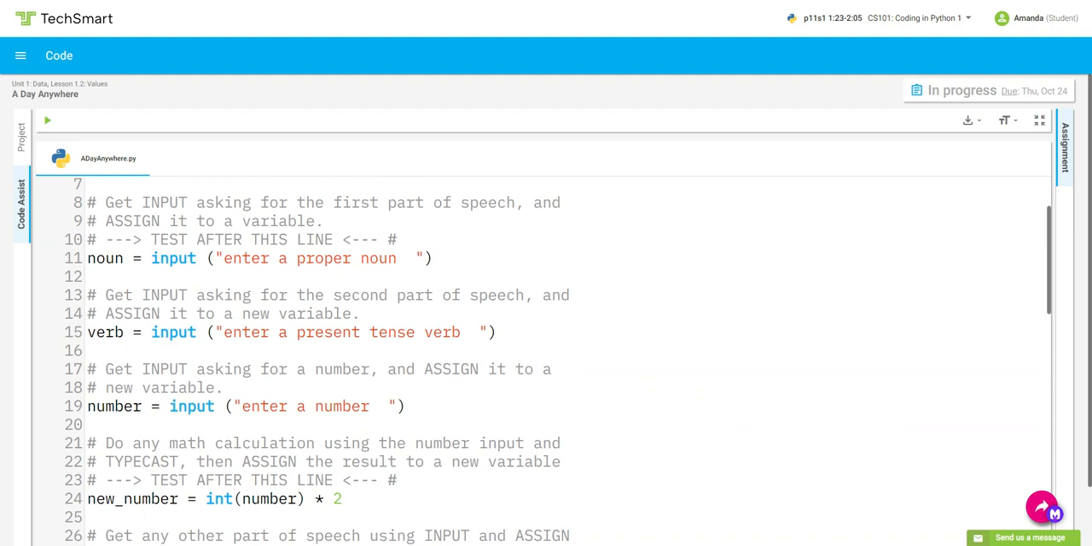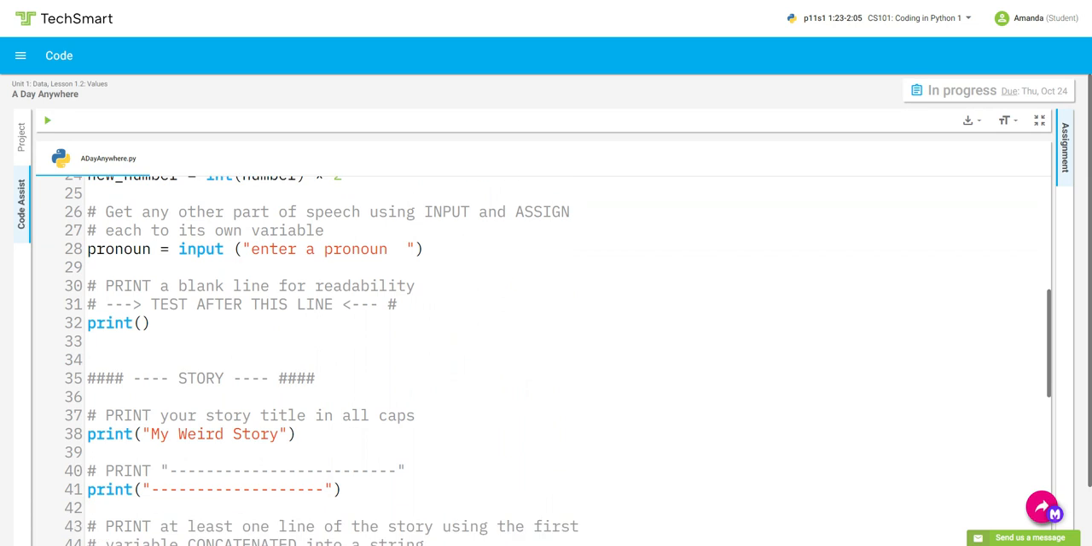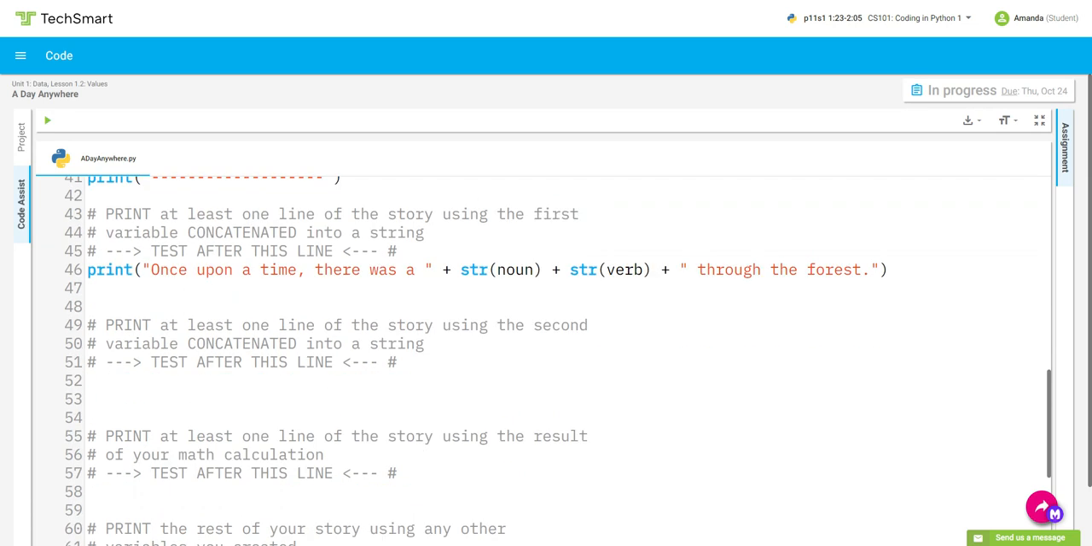I asked for a noun, asked for a verb. And if proper noun's too much, I can take the word proper out. I can just ask for a noun. That's up to you. You decide. So verb, and then I have a number and a pronoun. Okay, through the forest.